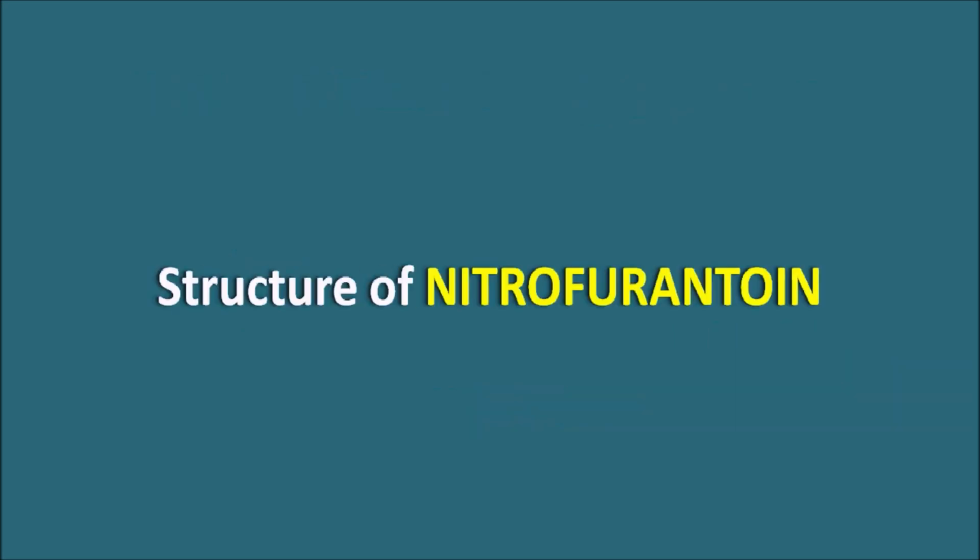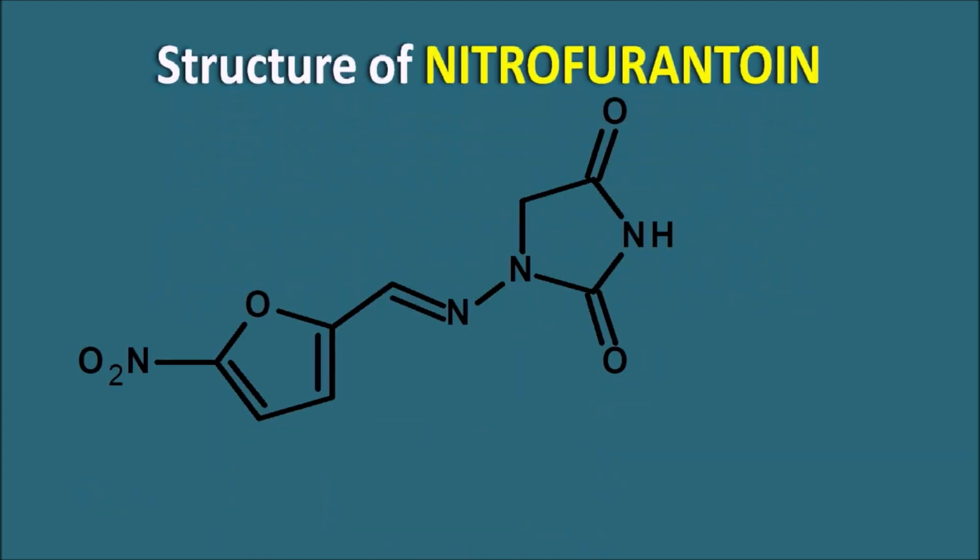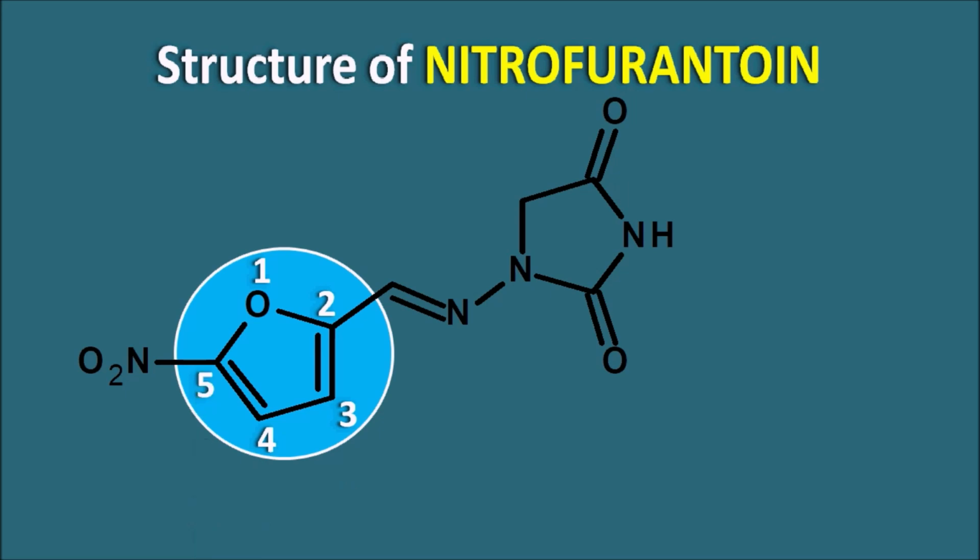To which chemical category does nitrofurantoin belong? So this is the structure of nitrofurantoin, and here you can see a heterocyclic ring system. What is the name of this ring system? This is simply furan, and we can number this furan ring system from the oxygen. So 1, 2, 3, 4, 5. So at the fifth position, it has a nitro group.